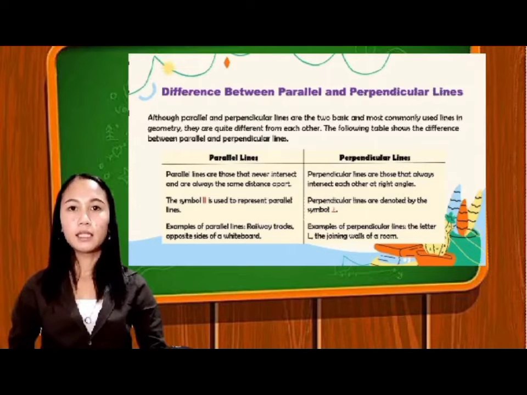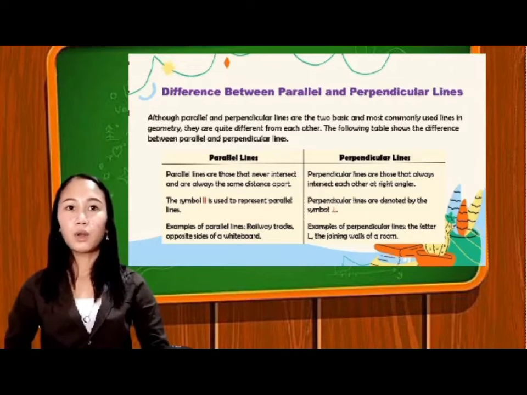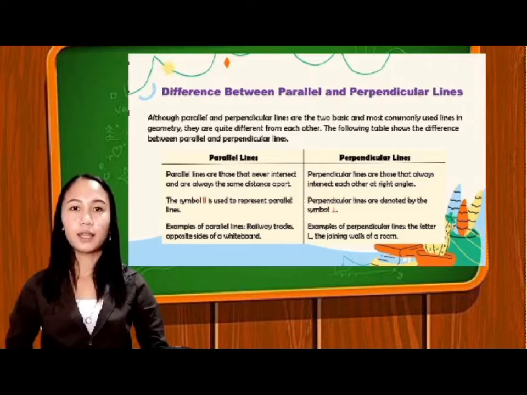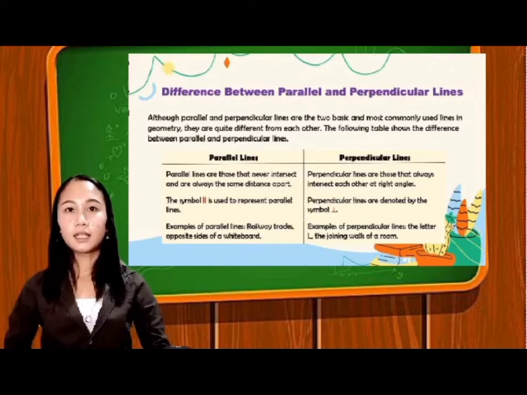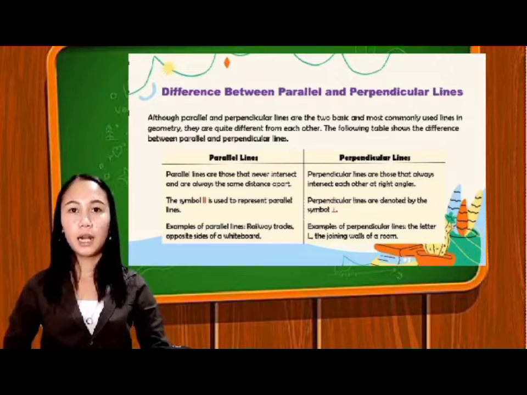Parallel lines are those that never intersect and are always the same distance apart, while perpendicular lines are those that always intersect each other at right angles. Next, the symbol of the parallel lines is different from the perpendicular lines.